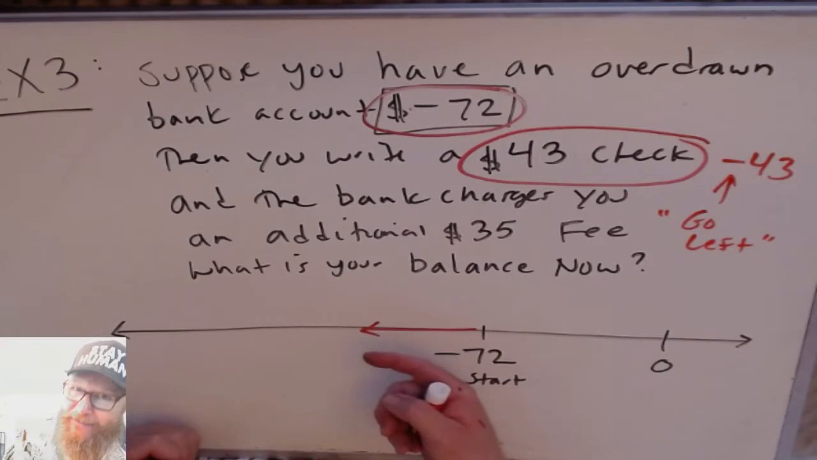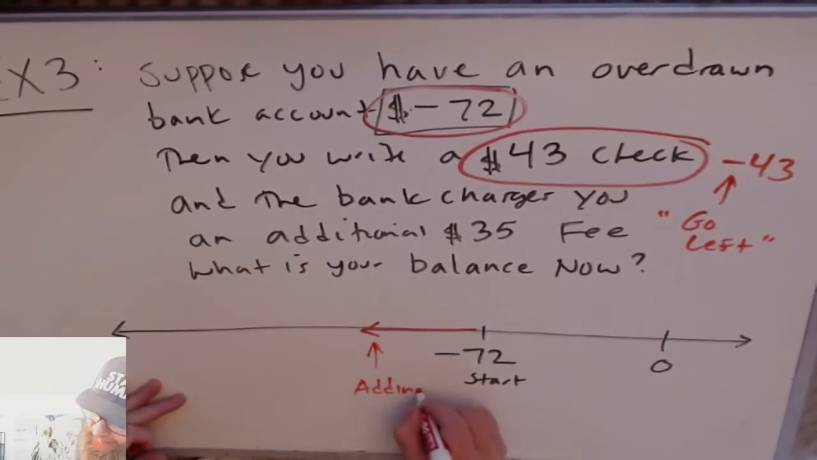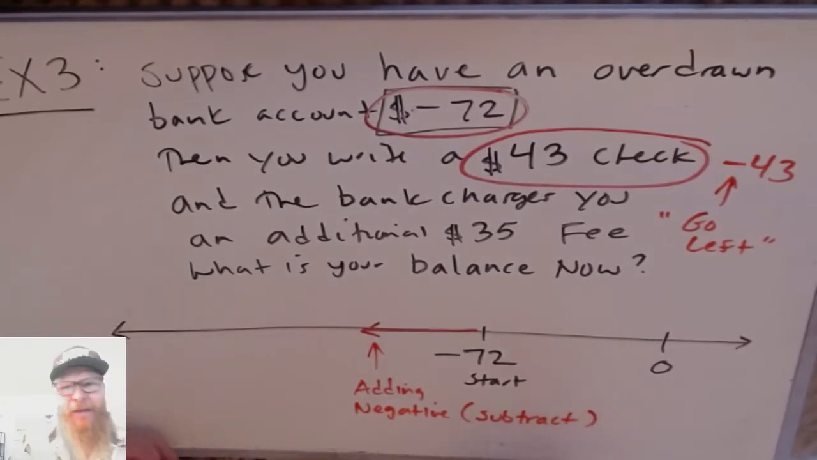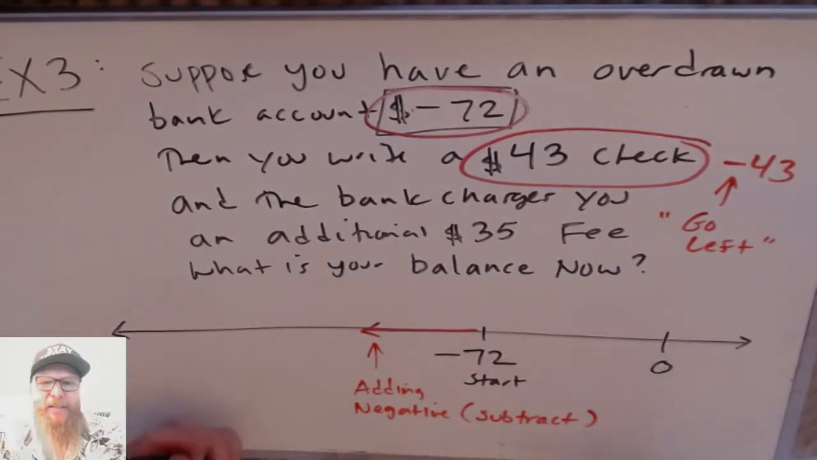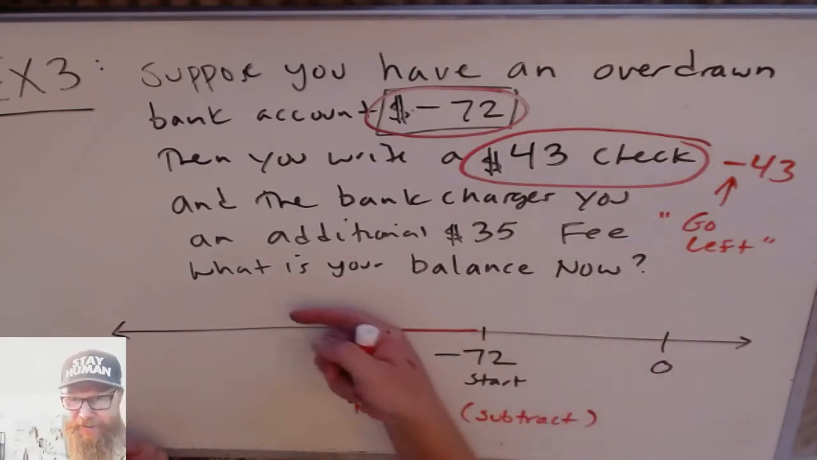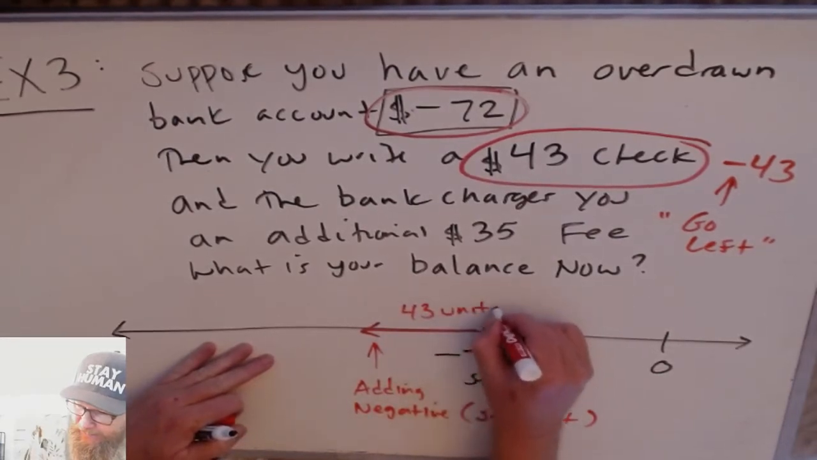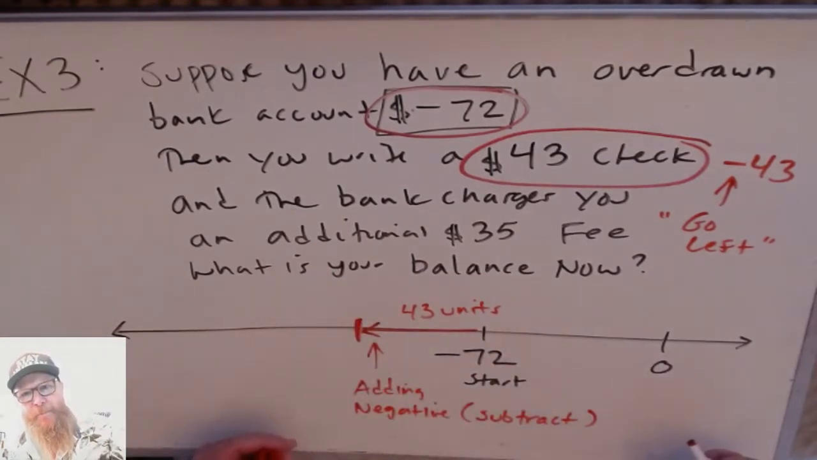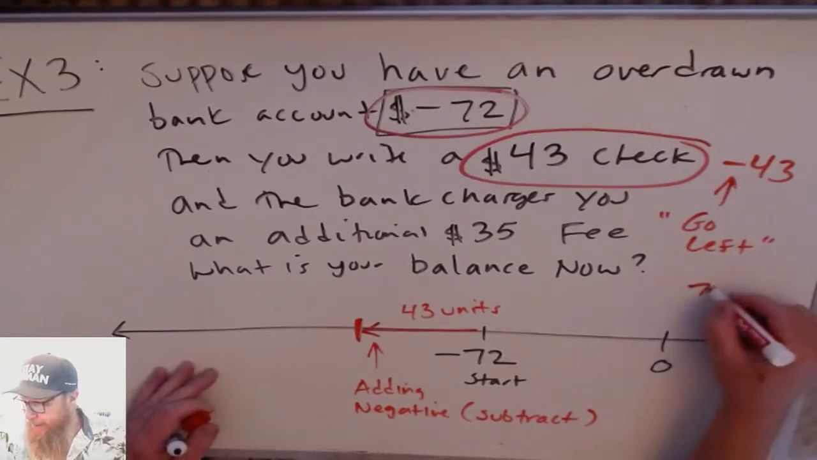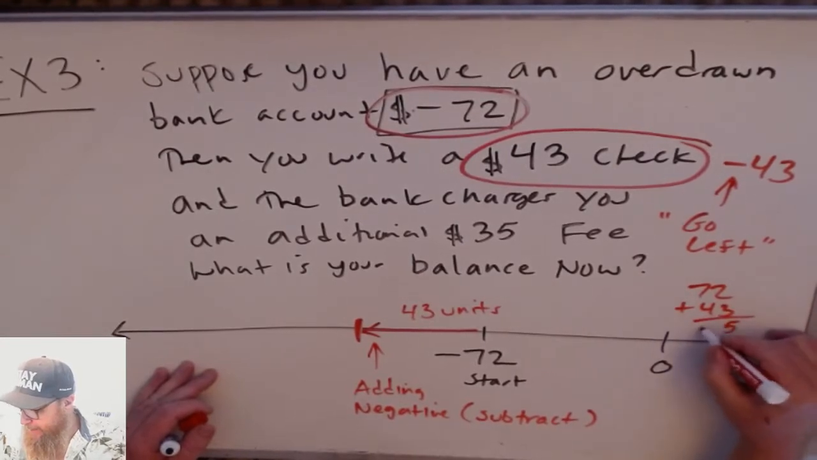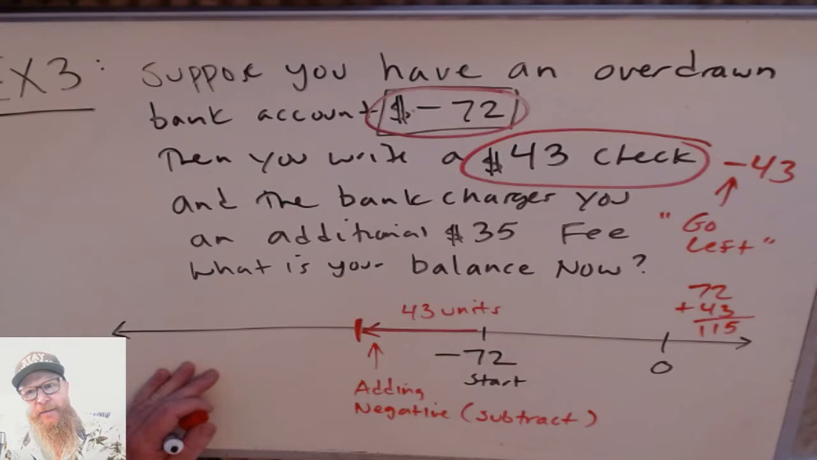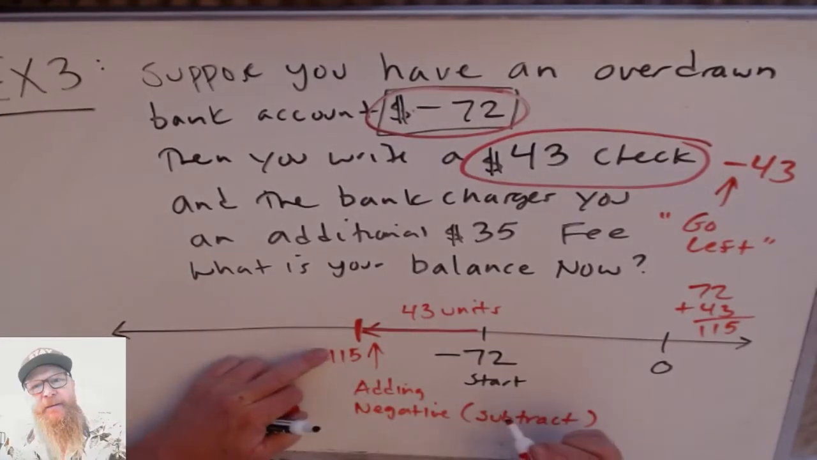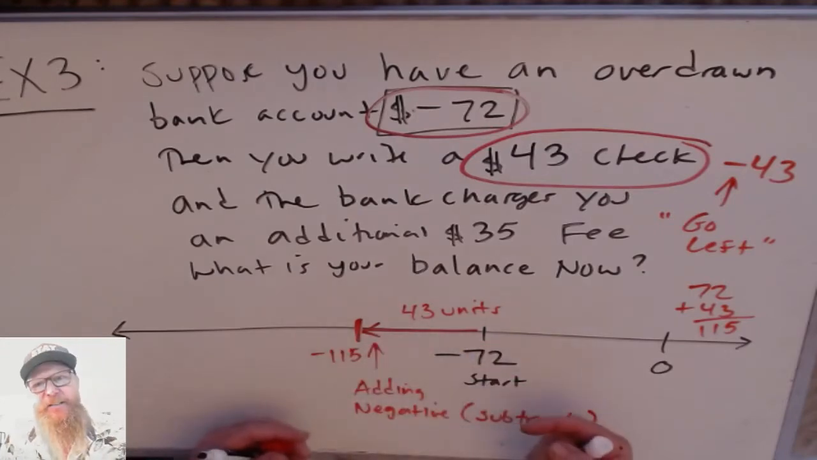We used to call this subtracting. We now call it adding a negative. I am going to give a lesson on subtracting after I'm done with this lesson, but today I'm talking about adding. So when I'm going to the left, I'm going to go 43 units, or $43, to the left of negative 72. So where am I at now? If you're good with mental math, 72 plus 43 is 115. So now you're at negative 115 after going 43 units left of negative 72.